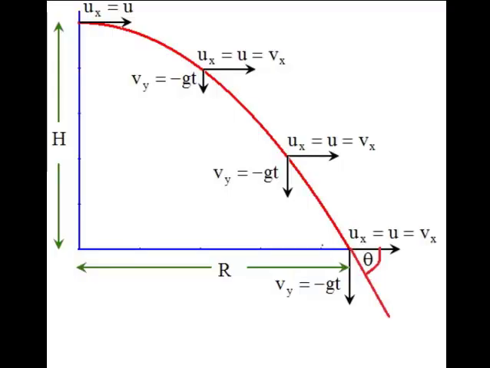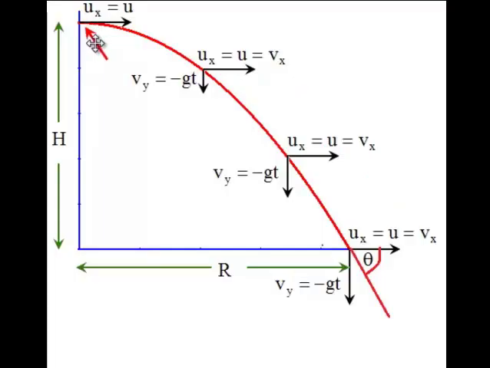Now let's say this is the height h from where the body is being thrown. Ux is u, that is the initial horizontal velocity. You can see there is no vertical velocity over here, only horizontal velocity. And since there is no acceleration, the horizontal velocity, which we term ux or u, will remain the same: u is equal to vx throughout the journey. At all the points we'll have the horizontal velocity to be the same.